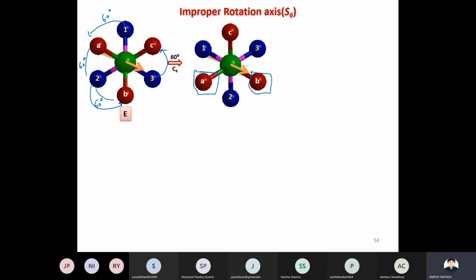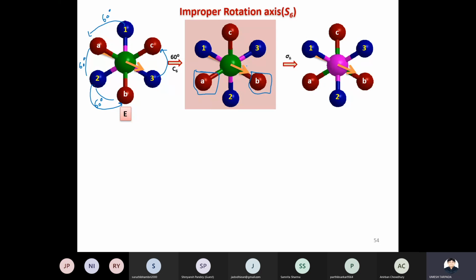Now what is next? If you want to carry out S6, you can go for reflection. तो जो कार्बन आगे दिखाई देता है, that carbon becomes reflected on back side, and जो back side वाला है, it is reflected on front side. So इसी तरह से the rear carbon becomes front and front carbon becomes rear.